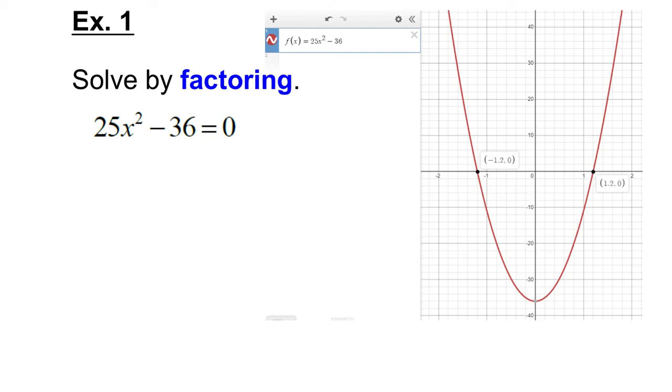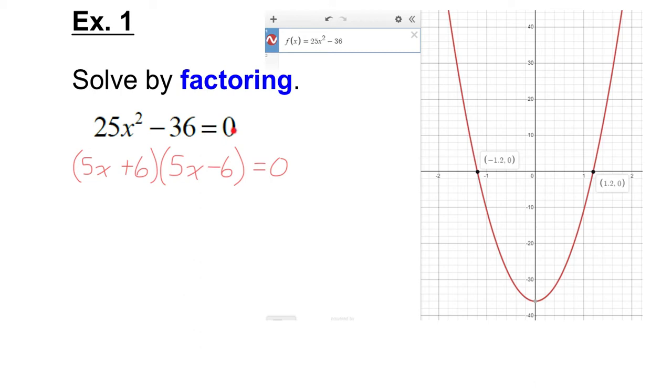I'm not going to go through how to factor this in detail because that was covered in the previous lesson. So if you still are struggling with factoring, I do recommend you do some more practice, go back to the previous lesson, ask me questions, whatever you need to get comfortable with it. When I factor this difference of squares, I end up with 5x plus 6 times 5x minus 6.